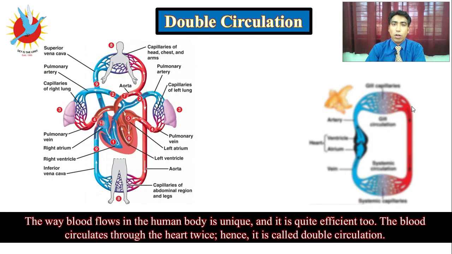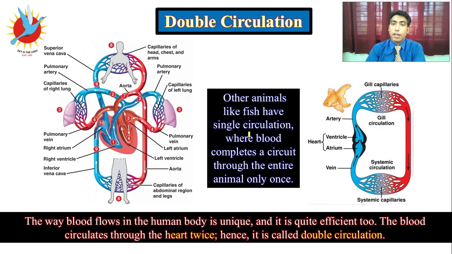Next, we will talk about double circulation. The way blood flows in the human body is unique and quite efficient too. The blood circulates through the heart twice. Hence it is called double circulation. Other animals like fish have single circulation, where the blood completes a circuit through the entire animal only once.